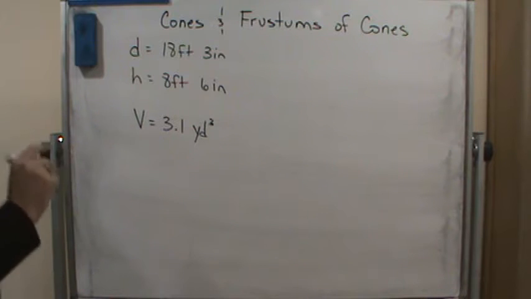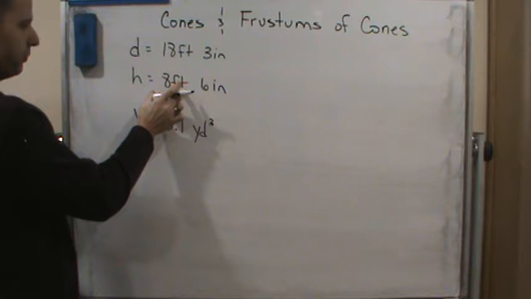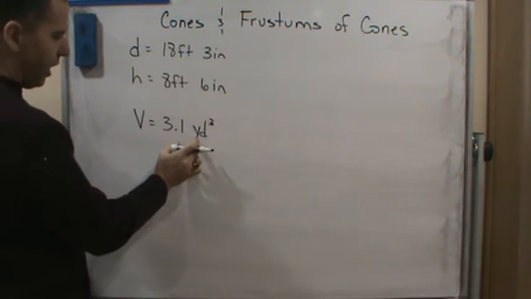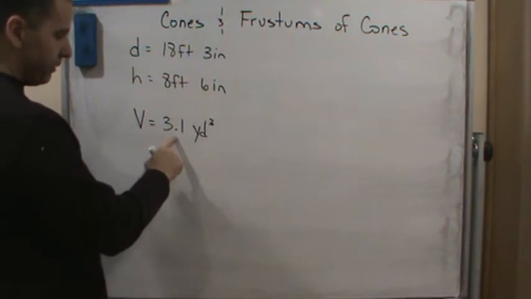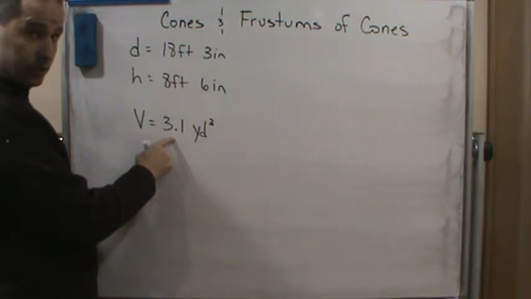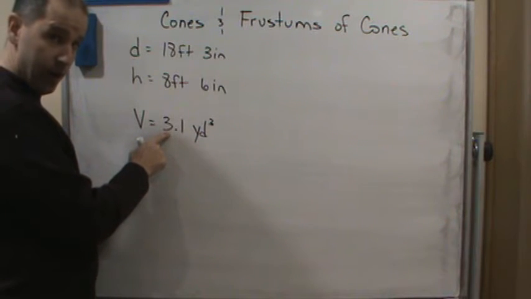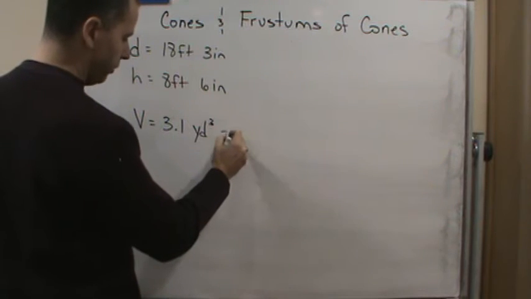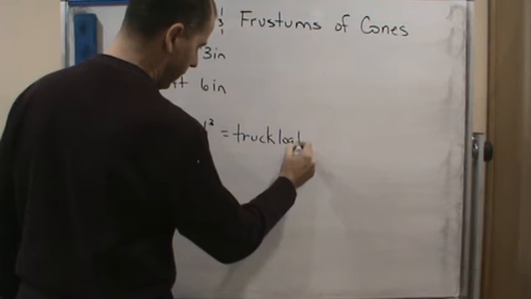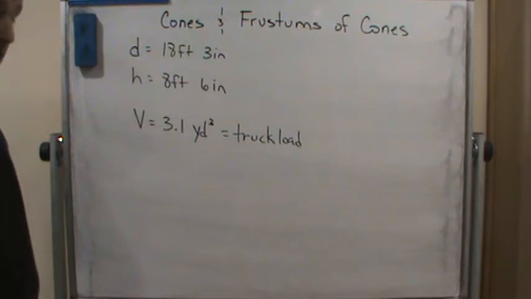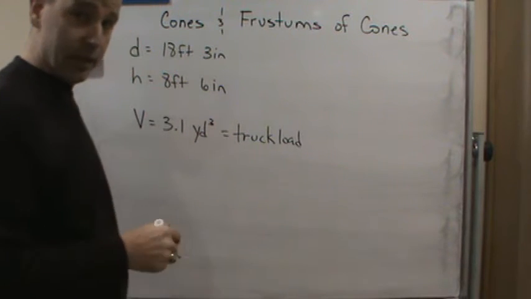So we've got to find the volume of this cone, and this is in yards, so our volume is going to have to be in yards so that we can divide and find out how many truckloads are going to be needed. Because for every 3.1 cubic yards, that's equal to 1 truckload. If you want to draw the cone and label it, you don't have to. If you can visualize it, that's all you need.